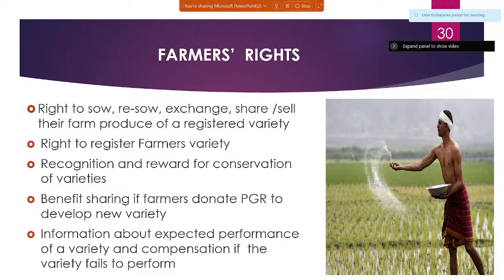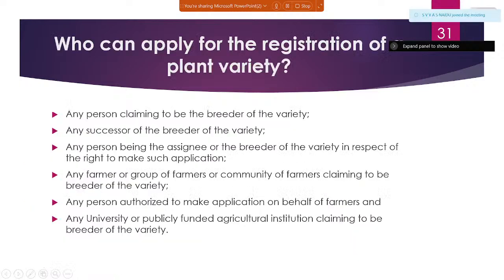So if a lab is commercially generating some money out of it, this farmer will get the benefit sharing from that commercial benefit. Then information about the expected performance of a variety, and compensation if the variety fails to perform. So compensation also they can get if the variety is not performing well. So there are several things that the Indian government has included in farmers' rights in the Plant Variety Protection Act, because this is an agriculture-based society, country.